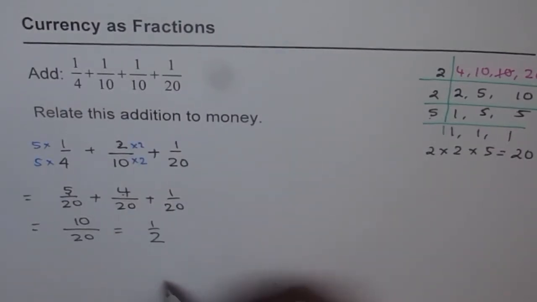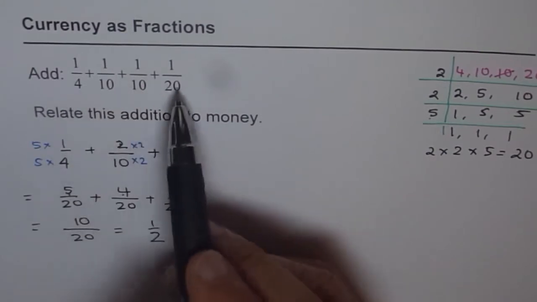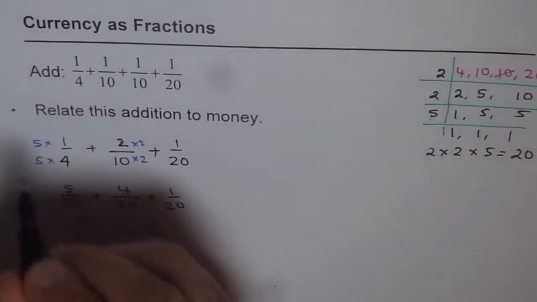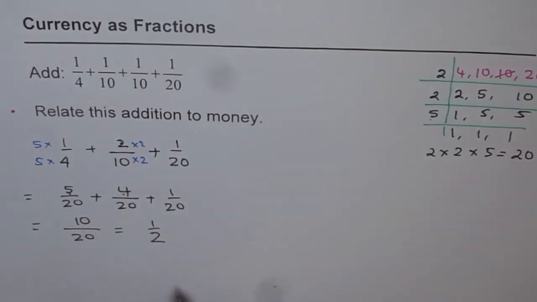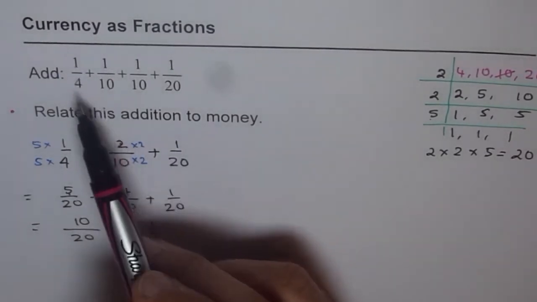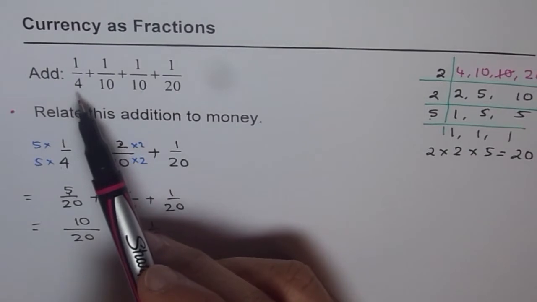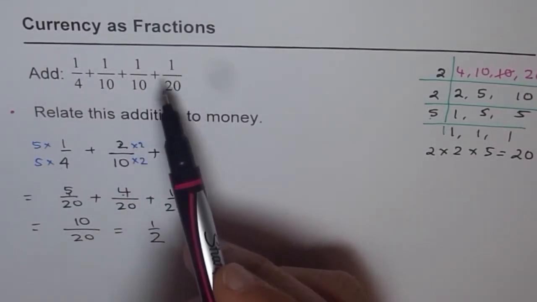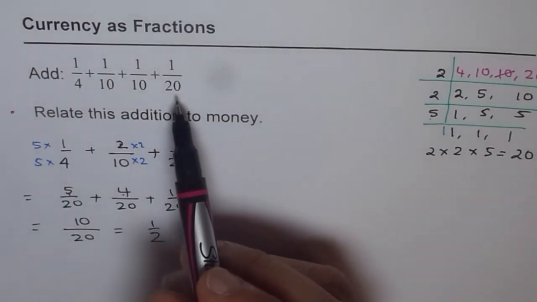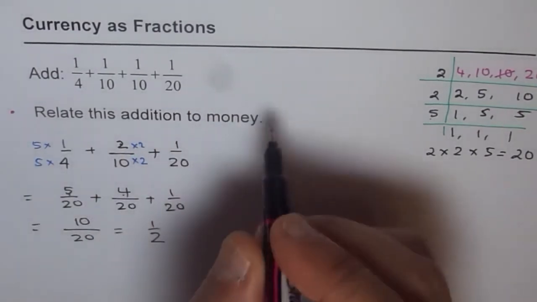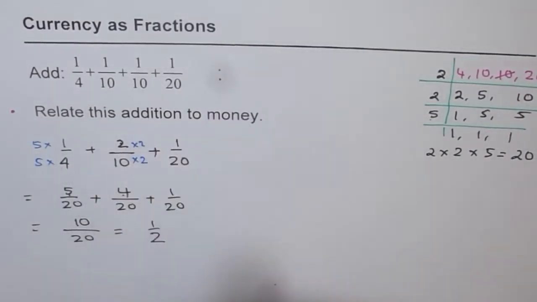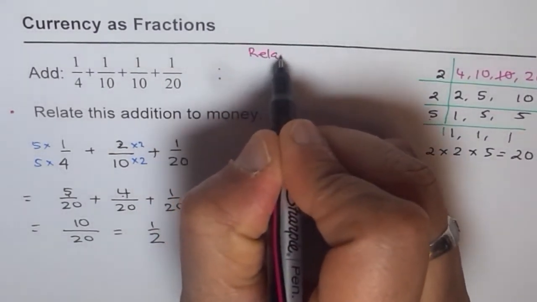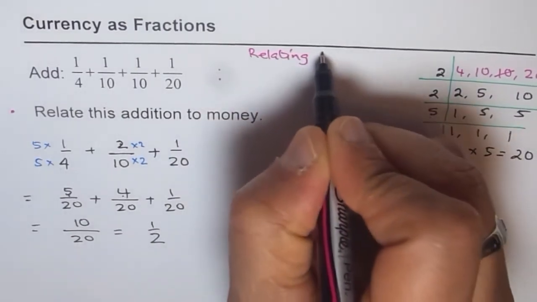Now let us try to see if we could do this with money. The second part of this question is to relate this addition to money. Now if we are saying 1/4 of something, let's say 1/4 of a dollar, 1/10 of a dollar, 1/10 of a dollar, and 1/20th of a dollar, what is that number? So let's relate it to money and see that part. That's kind of interesting. So relating to money, let me write here, relating to money, right?